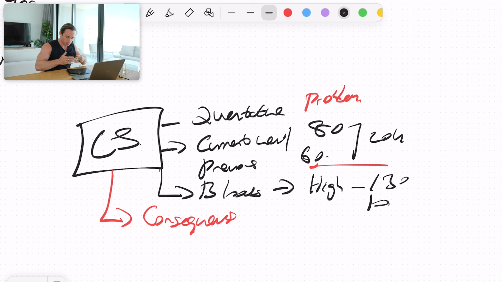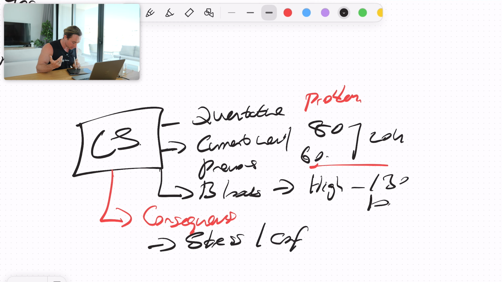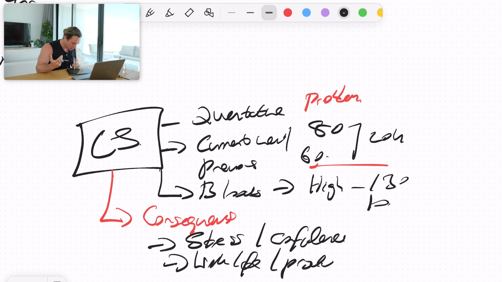So Yusuf, you're 20 kilos overweight. You have blood pressure going out your ears. How is that? I'm really sensitive about my weight. Can you just tone it down? How is that impacting you? What's the impact? Let's just say stress, confidence, work life, productivity. Here's all the impacts. Here's all the consequences of my problem.